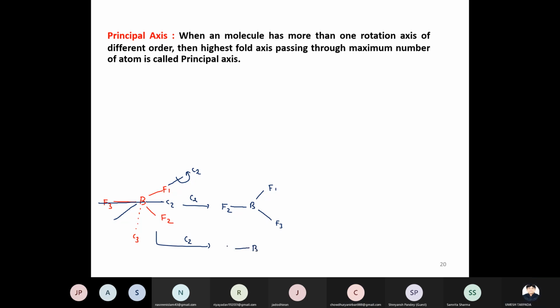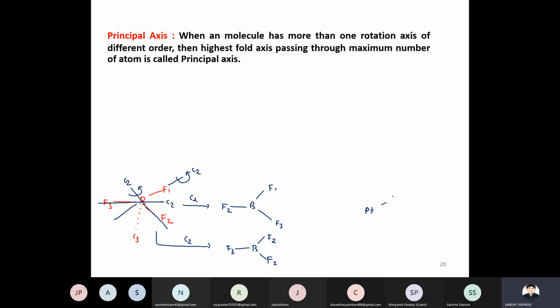See, F3 remains as it is. F1 and F2 can change their position. And this is the third one, see. At 180, these can change their position. Here, F1 and F3 can change their position. So there are three such C2.